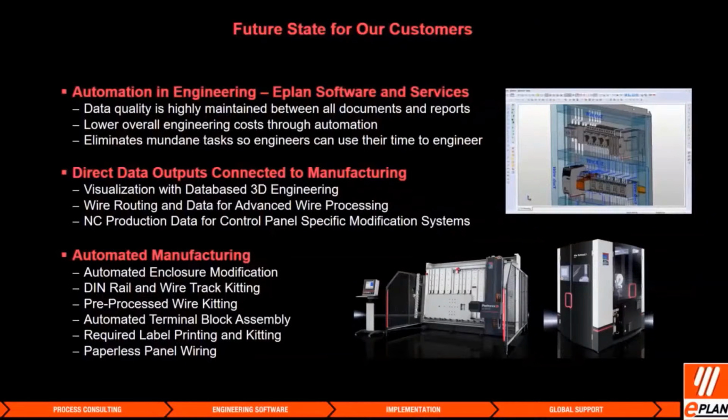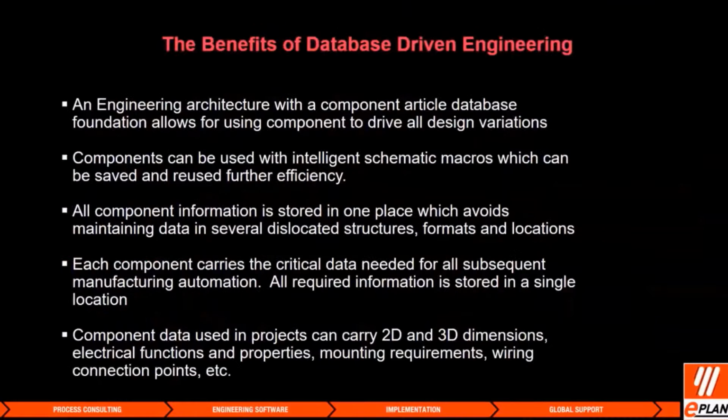Outside of those steps, we can also help automate and streamline DIN rail and wire track kitting, automated terminal block assembly should your company use a lot of terminal blocks in production, all the required label printing and kitting requirements for the panels, and then show a method of paperless panel wiring. So really trying to get the paper off the floor and work in a more digital environment.